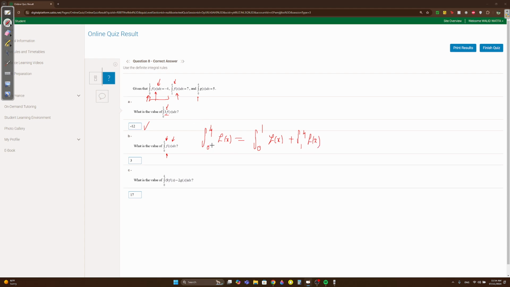0 to 4, we don't know what it is. But 0 to 1 f of x, we know it's minus 4. 1 to 4, we know that it's 7. So minus 4 plus 7. So you get 3. So 0 to 4 is 3.